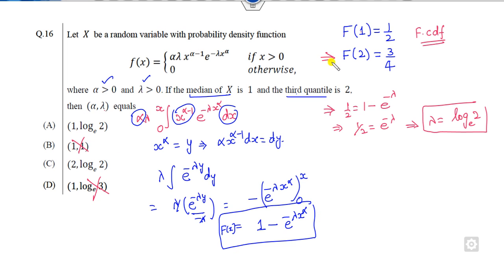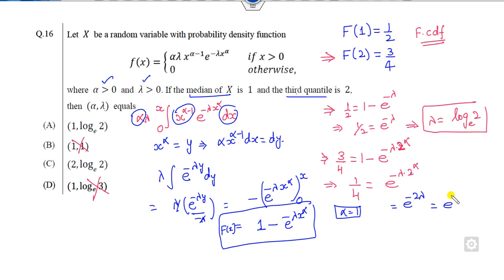I can use this second equation. What is F of 2? F of 2 is my 3/4. So 1 minus F of 2 is 1/4, which is e raised to power minus lambda 2 raised to power alpha. So if I consider alpha is, say, 1, what will happen? This is e raised to power minus 2 lambda. So if you substitute here, it will be e raised to power minus 2 ln 2, that is 1/4, which is the right answer. So this is the correct option of this problem.